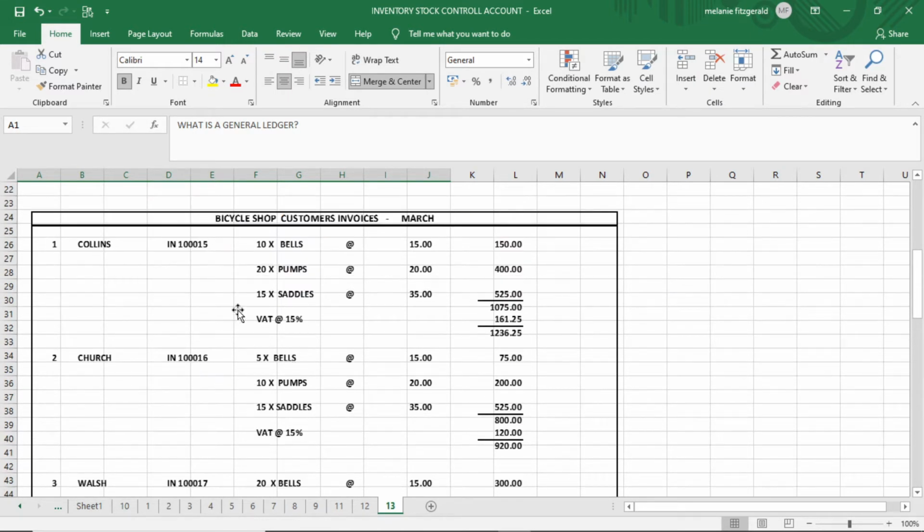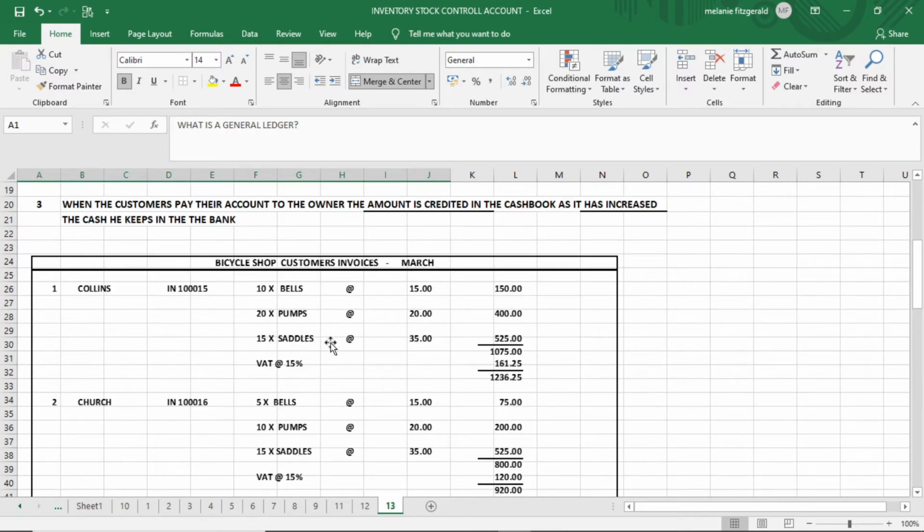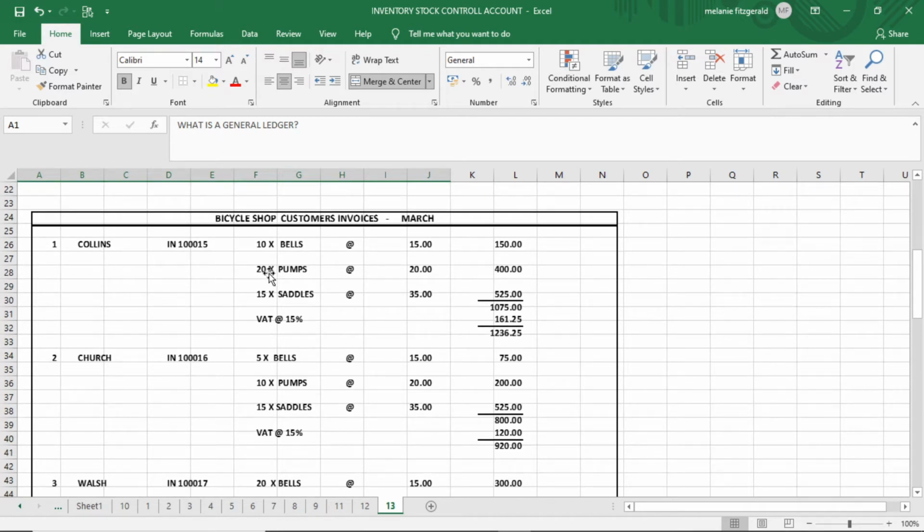Okay, so there's the invoices. We had three customers: Collins, Church, and Welsh, and we issued them out invoices. Mr. Collins came and bought 10 bells at $15 each. That's $150. He bought 20 pumps at $20 each. That's $400. He bought 15 saddles at $35 each. That's $525. The grand total is $1,075.